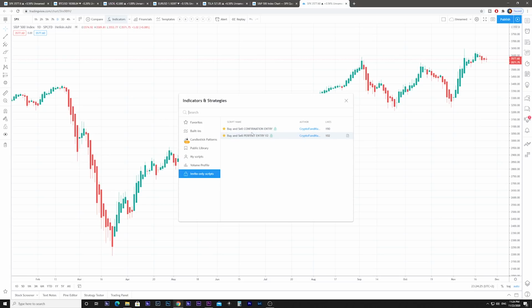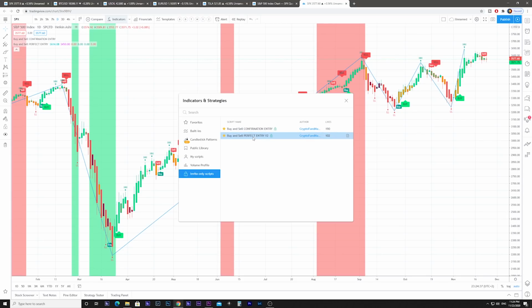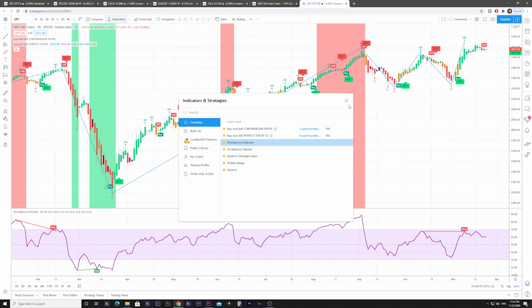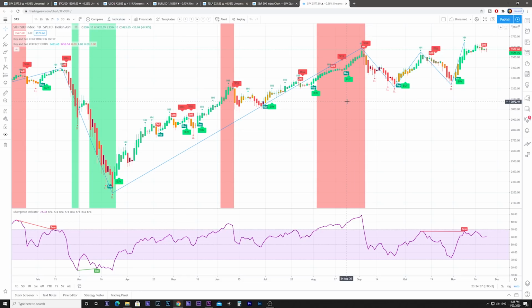If you don't see the indicators, please refresh the page, but if you have an invitation you are going to see both of them. So you click both of them, this one and this one, and you should see that they appear here on top of the page. Another indicator that I like very much is the divergence indicator. Okay, now let's close these indicators and strategies.